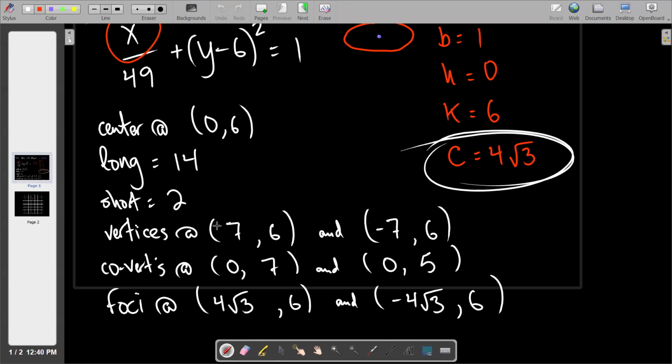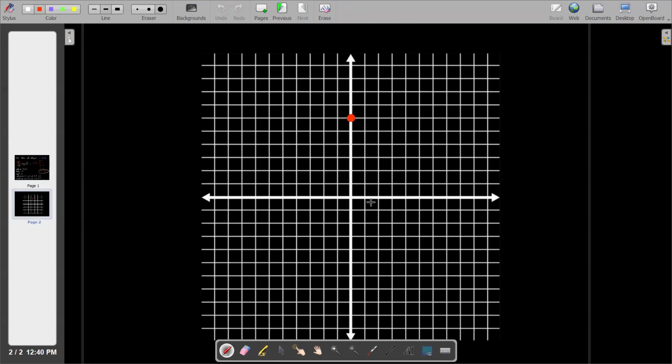So the vertices are across at 7, 6 and way to the left at negative 7, 6. So 1, 2, 3, 4, 5, 6, 7, 6. So my vertices I will make purple.